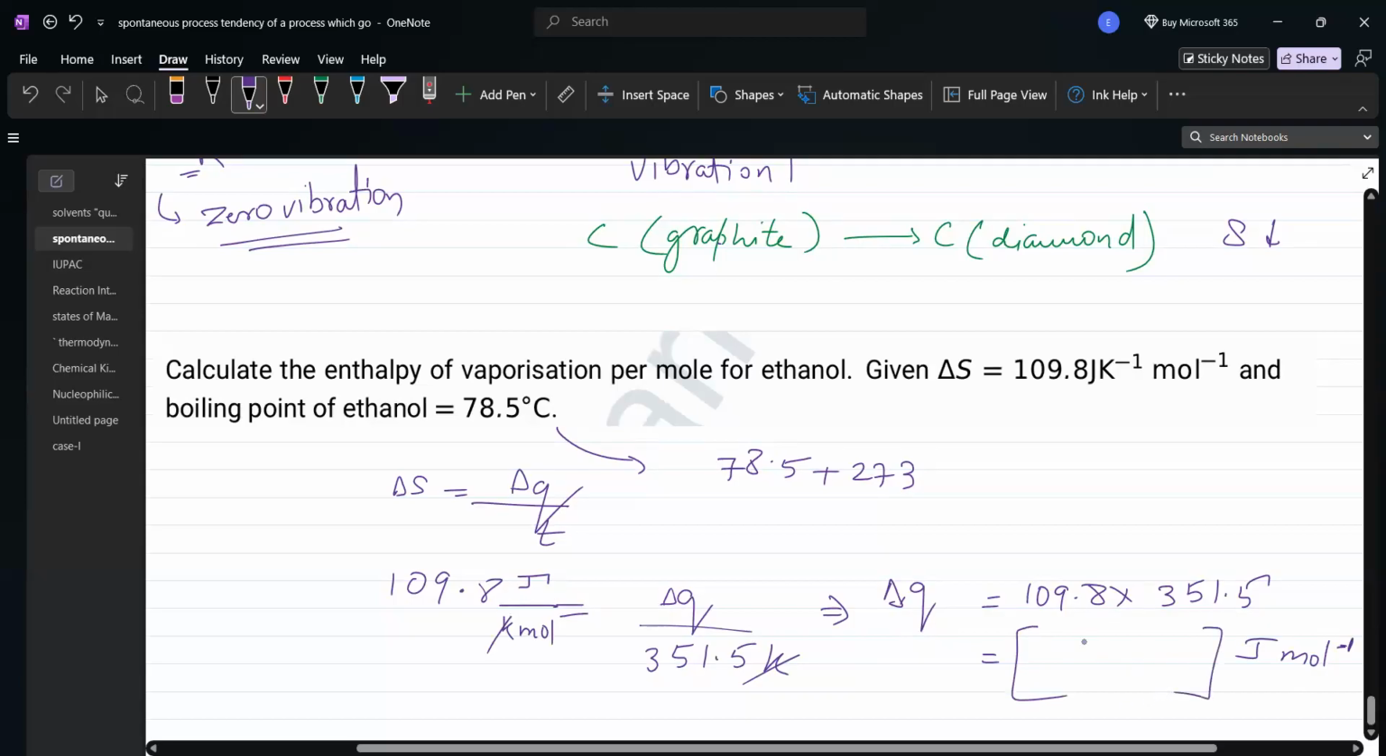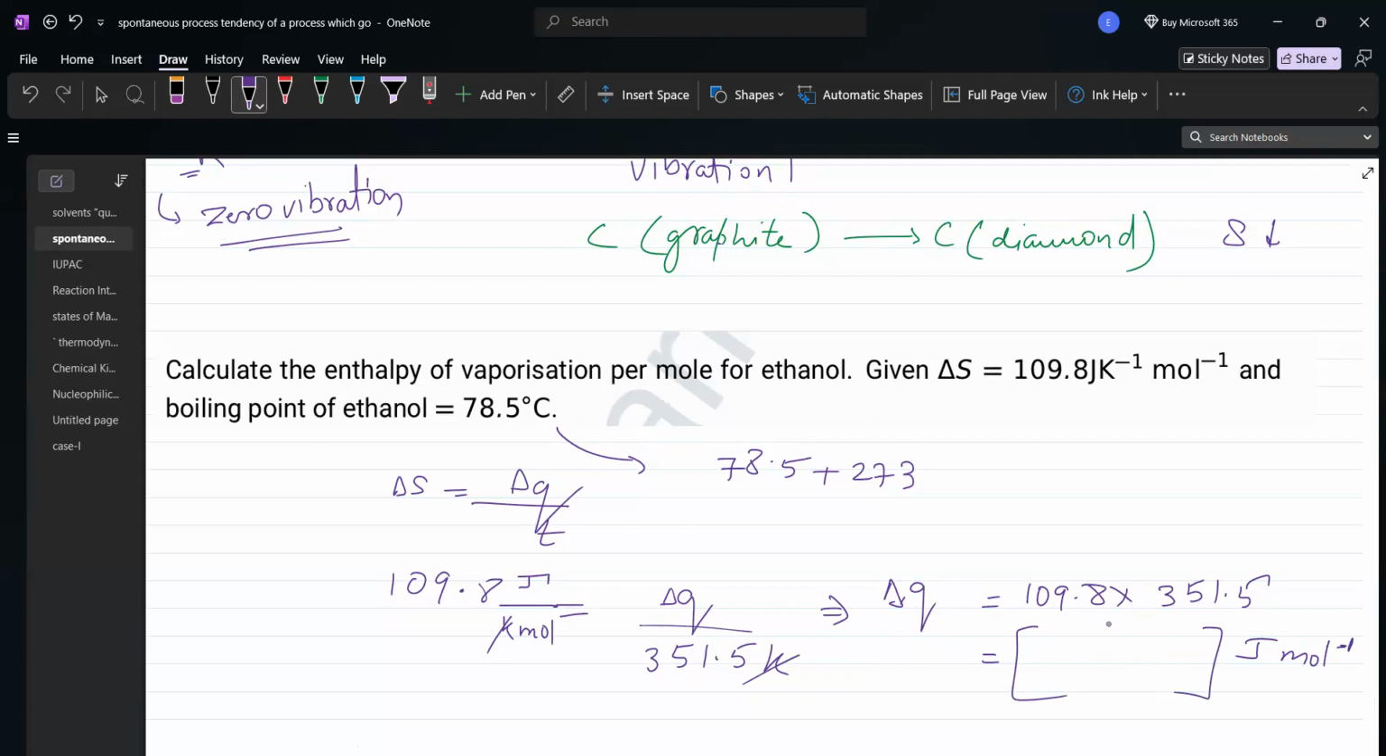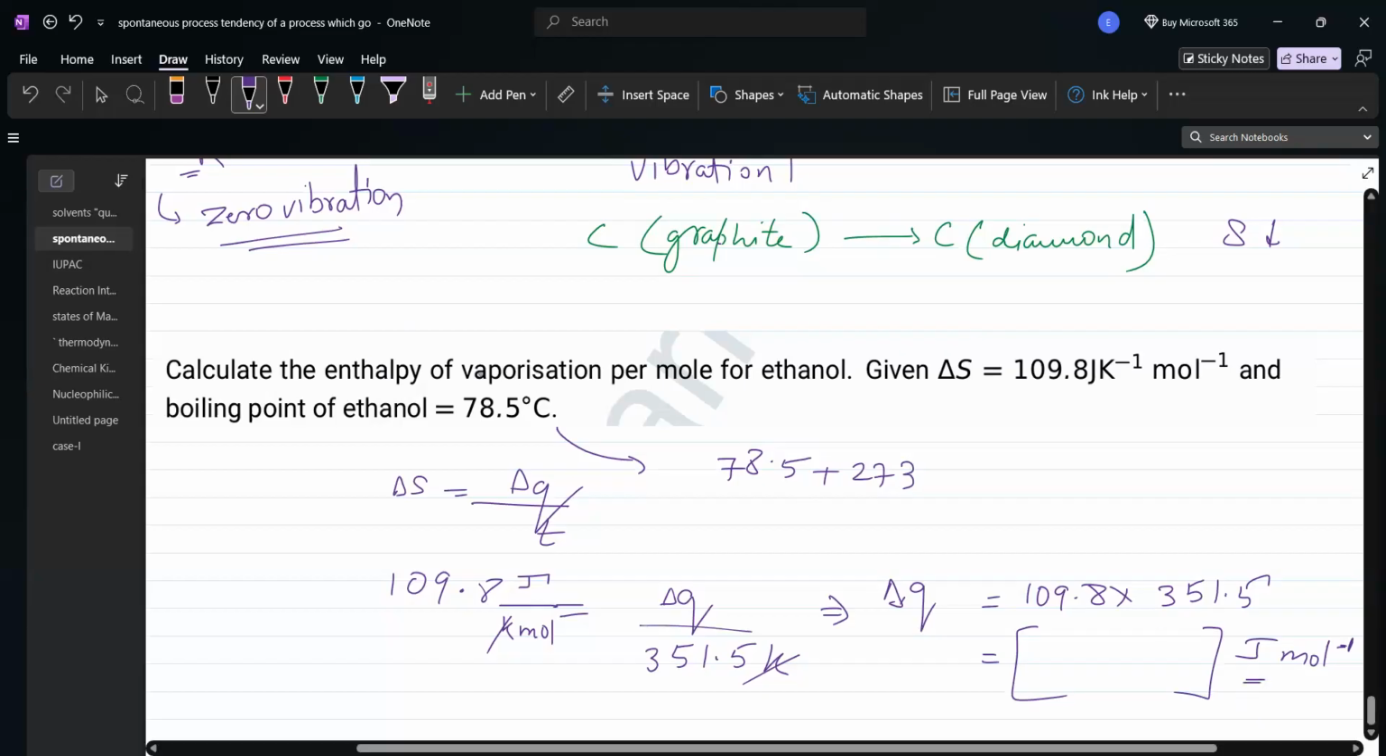Everyone? Yes. So do this mathematical calculation by yourself. This is not a big deal for you, I hope. And everybody knows that the enthalpy unit is joules. Since it is asking for a standard quantity like enthalpy of vaporization, we will state it per mole. So everybody understood this? Yes, sir.